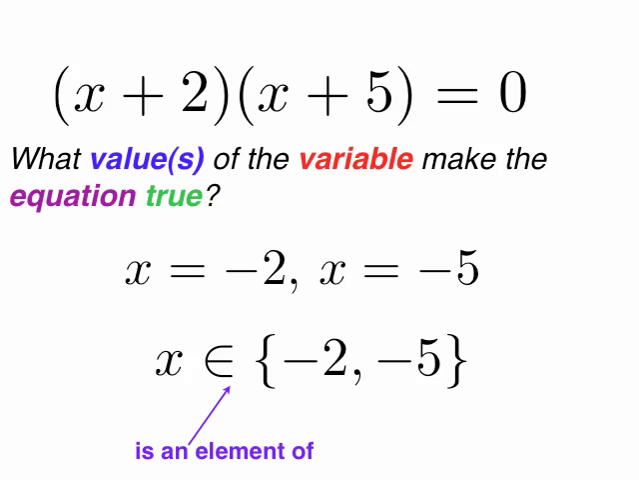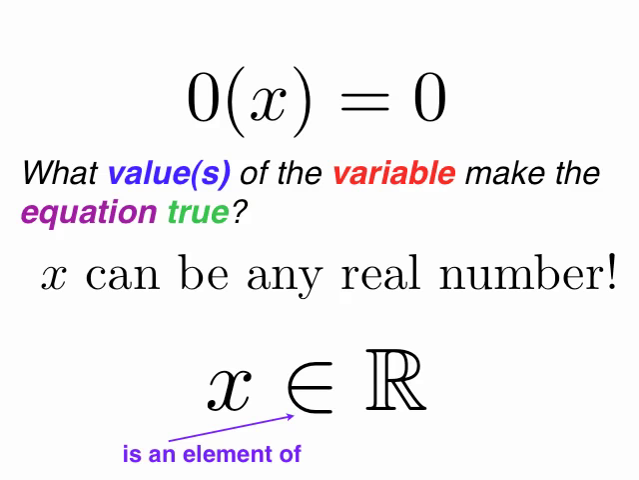The set notation below is more precise, in that it says that x is one element from the set containing -2 and -5. In other words, x is an element of the solution set containing -2 and -5. So in this case, it's slightly more elegant and definitely more precise to use the set notation to express the answer.